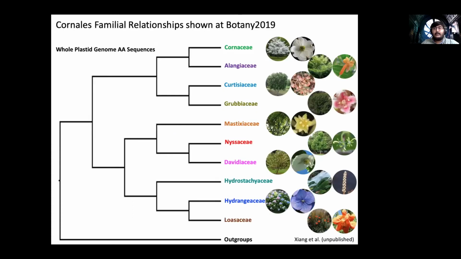Then at Botany 2019, Dr. Jenny Zhang presented a phylogeny reconstructed from whole plastid genome amino acid sequences. And here's the topology that we see here. Here we see that the Hydrostachyaceae is placed within the Cornales and is placed sister to the Hydrangeaceae and Loasaceae clade.